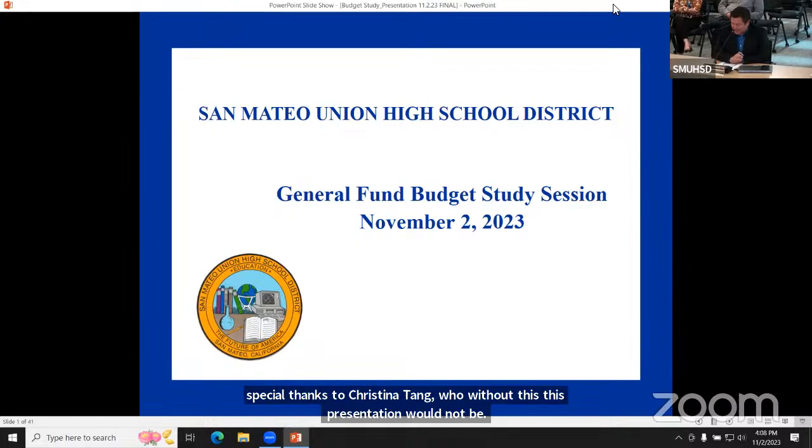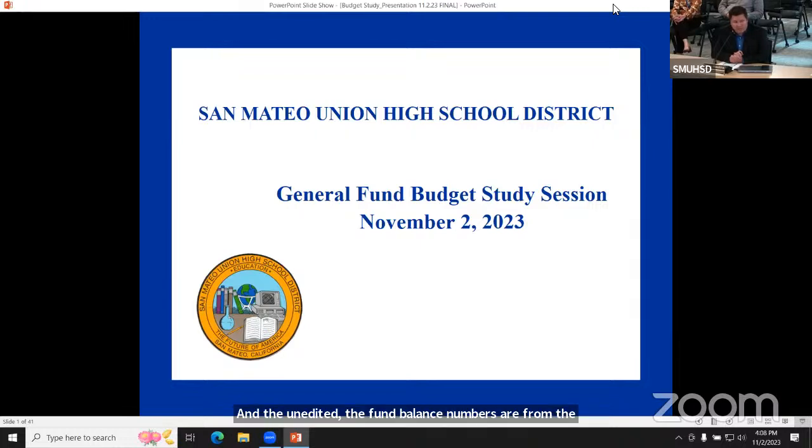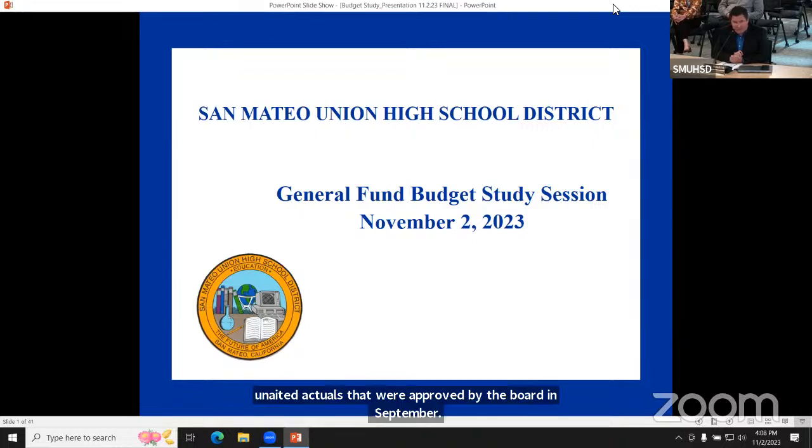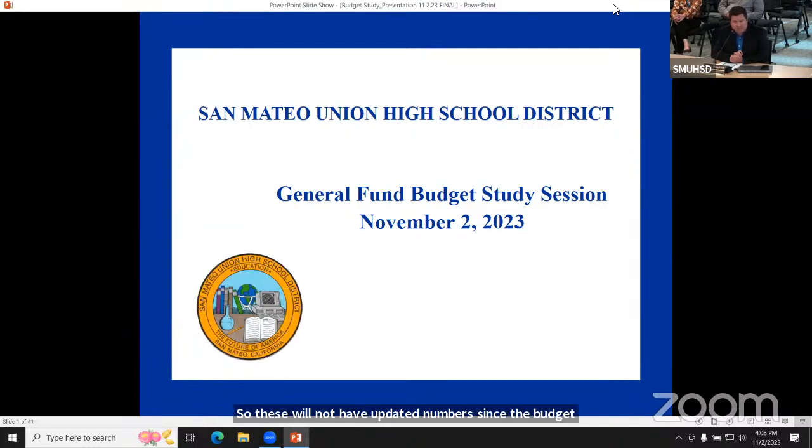As Superintendent Booker noted, the focus tonight is on the general fund of the district. The budget numbers are from the adopted budget from June, and the fund balance numbers are from the unaudited actuals that were approved by the board in September. So these will not have updated numbers since the budget adoption. Those will be included in the first interim presentation in December. But obviously there have been some changes, including actual enrollment, actual staffing and placements, et cetera, since then.